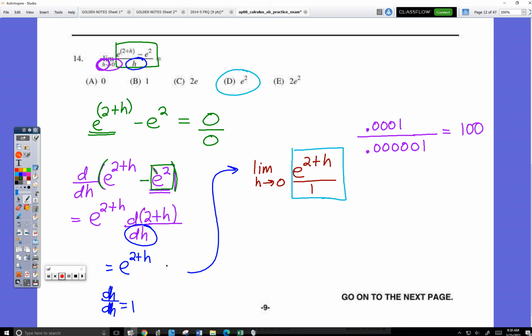Cameron asks: let's say it was e squared multiplied by e to the 2 plus h. What would be the derivative of that? So then what I would do is this is a multiplying constant, so it just tags along. And then the derivative of this is itself. So that's the derivative.